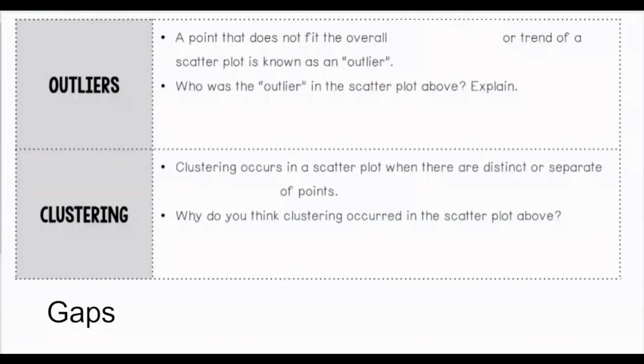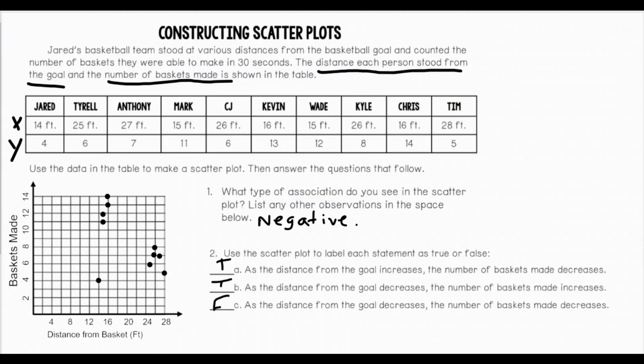Now looking at our 3 definitions of the observations that we made from our previous scatter plot. The first, looking at outliers, a point that does not fit the overall pattern or trend of a scatter plot is known as an outlier. Looking back at our previous scatter plot, the outlier in this graph was this point down here, which was Jared.